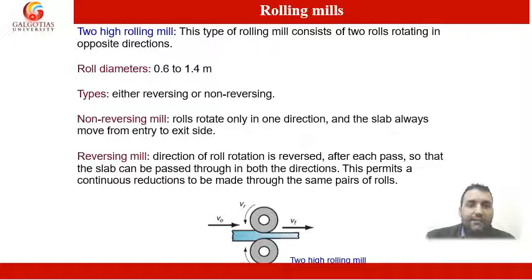Next is the rolling mills. In this diagram you can see the two high rolling mills. This type of rolling mill consists of two rolls rotating in opposite directions. Roll diameter will be around 0.6 to 1.4 meter. It's either reversing or non-reversing. Non-reversing mills rotate in one direction, and the slab always moves from the entry to exit. Reversing mill means the direction of the rolls can be reversed after each pass, so that the slab can pass through in both directions.